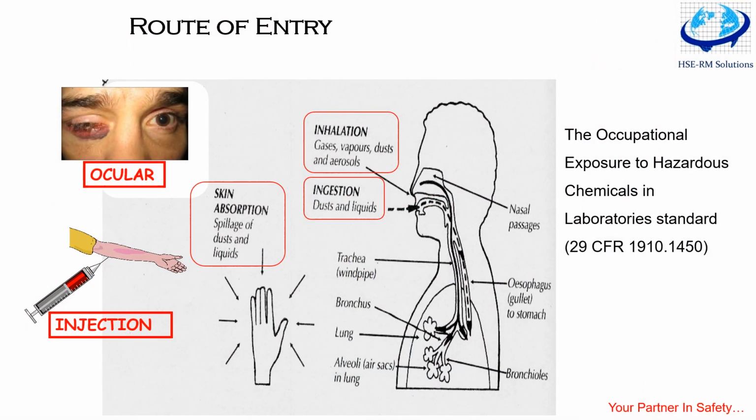Okay, so to begin with, the route of entry. Let us first try to understand the most common routes of transmission in a laboratory, which can lead to laboratory acquired infection. When we talk of acquiring an infection, the very first aspect that you must know is the standard. You should know the standard for occupational exposure to hazardous chemicals in laboratories, that is 29 CFR 1910.1450.